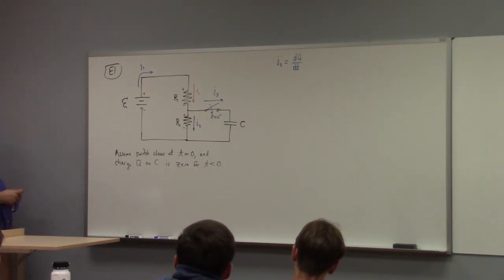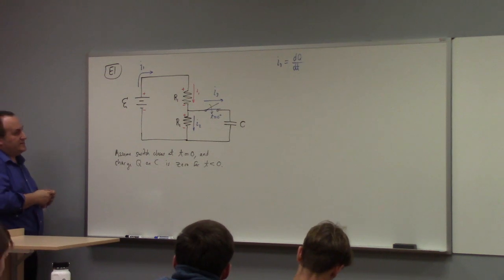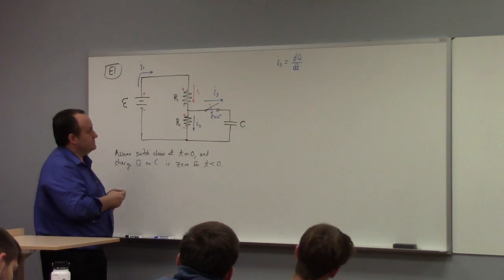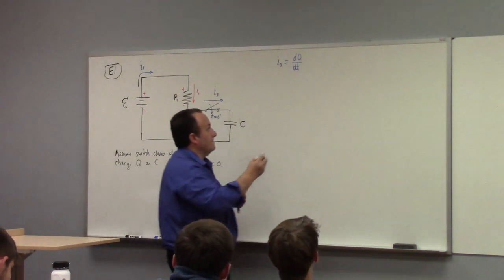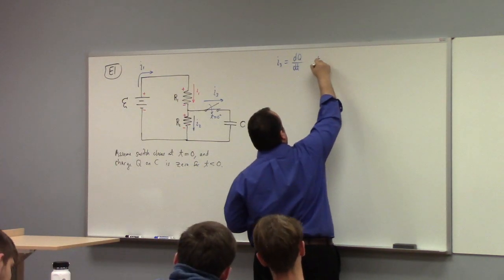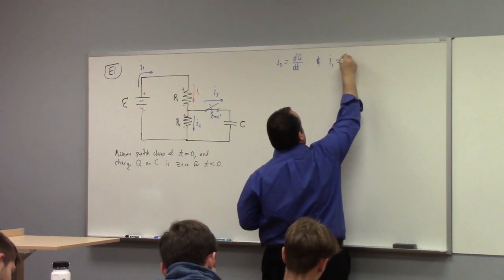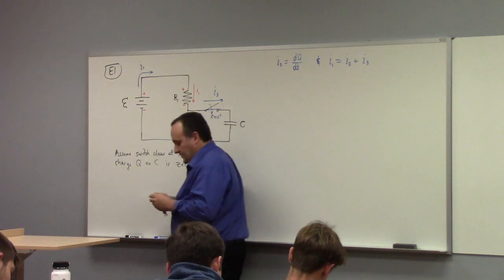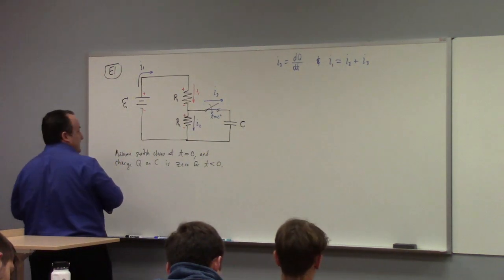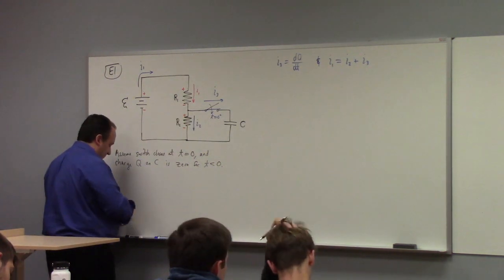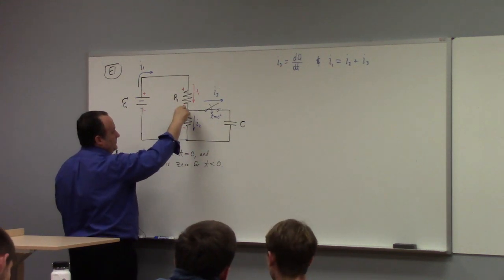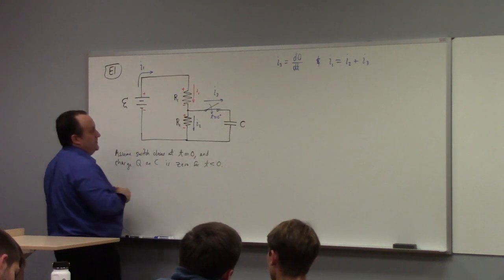So we know that. All right, so how are I1, I2, and I3 related then, guys? I1 is I2 plus I3. I think that's the natural Kirchhoff's current law. We're applying Kirchhoff's current law here at that node right there.